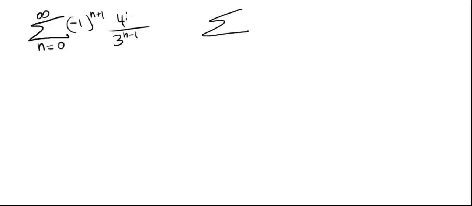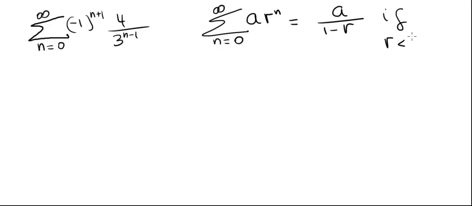First, note that 4 is not raised to any power. In standard form, starting at 0, which is what our series does, a geometric series has the form sum from 0 to infinity of a times r^n, and that converges to a divided by 1 minus r if r is between -1 and 1.